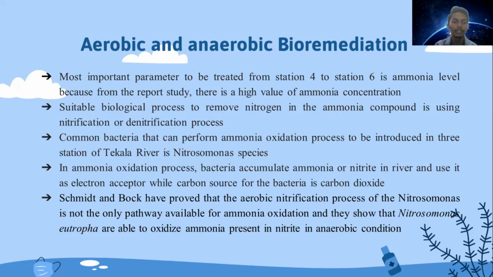In the ammonia oxidation process, the bacteria accumulate ammonia or the nitrate in the river and use it as an electron acceptor, while the carbon source for the bacteria is carbon dioxide. Also, in addition, Schmidt and Bock have proved that the aerobic nitrification process of the Nitrosomonas is not the only pathway available for ammonia oxidation. They also show that one species, Nitrosomonas eutropha, is able to oxidize ammonia present in the nitrate in an anaerobic condition.